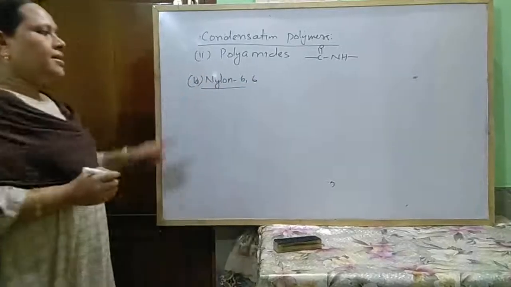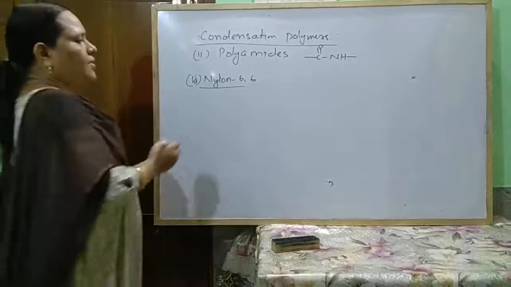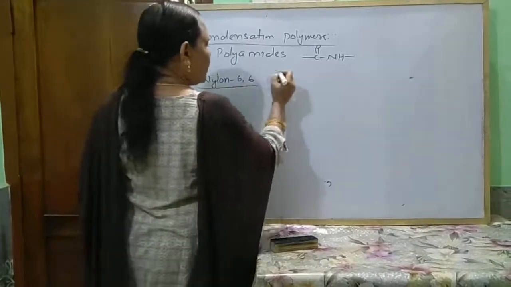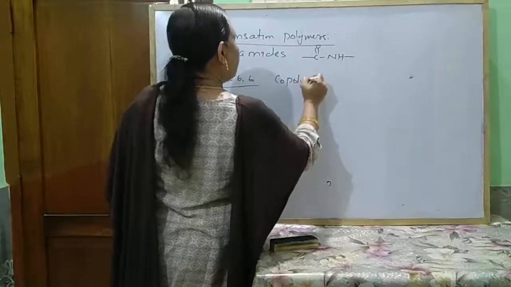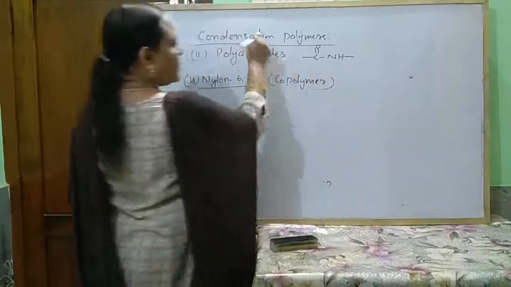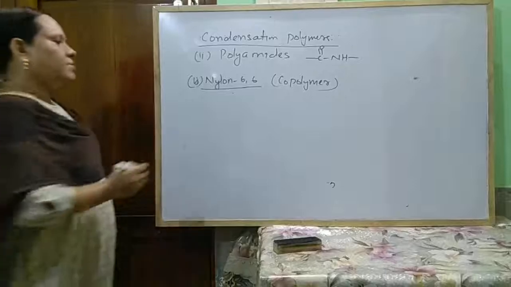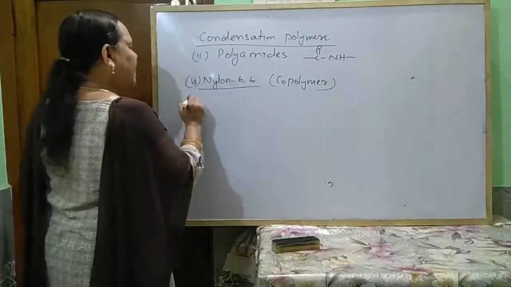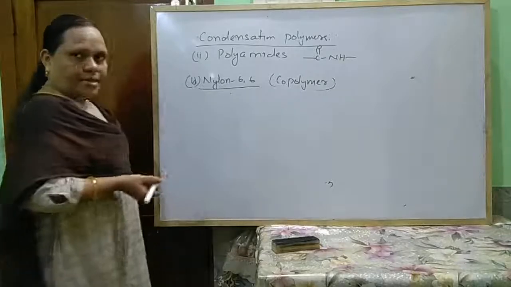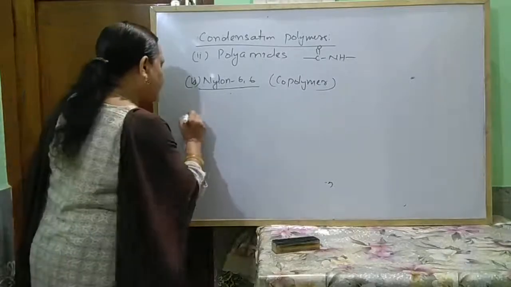Nylon 6,6. So this nylon 6,6, there are 2 monomer units. This is a copolymer, condensation polymer, as well as a copolymer. 2 different monomer units. One is hexamethylene diamine, another adipic acid.